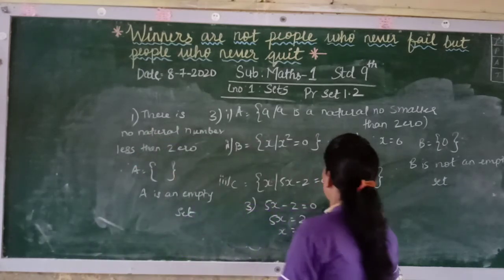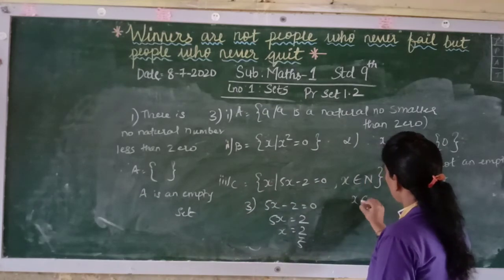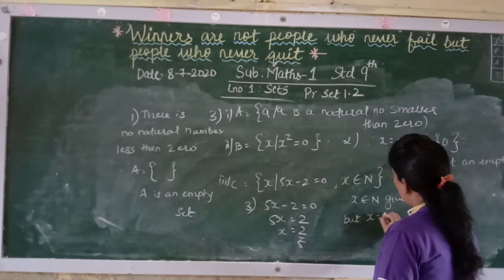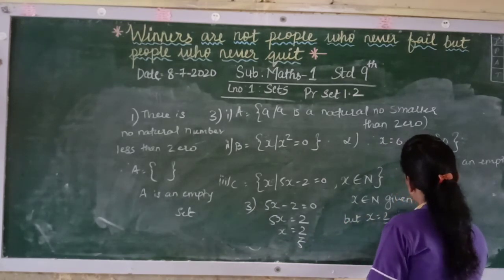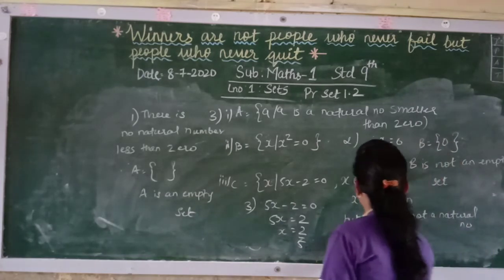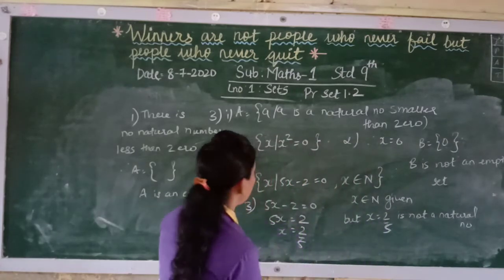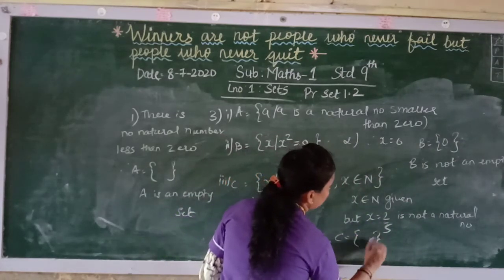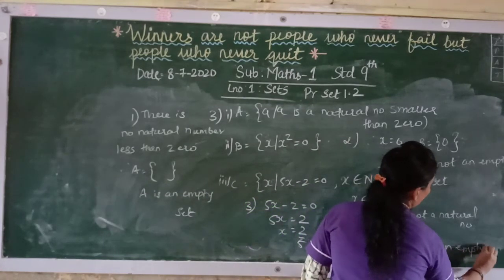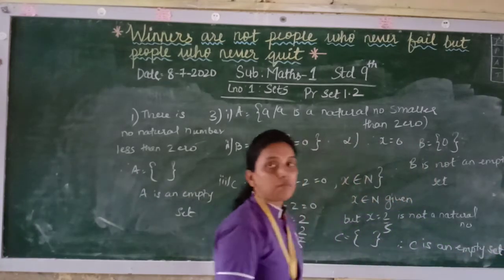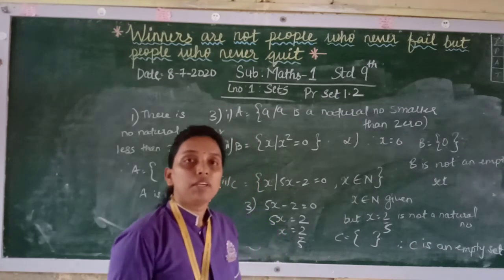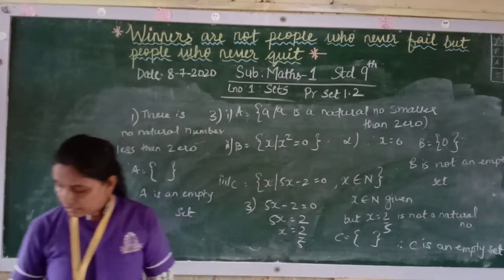So what you will write? Given but x is equal to 2 by 5 is not a natural number. So what you will get here, the third one for C, so it will be an empty set. Therefore C is an empty set. If nothing is there, that answer is not possible, then it is an empty set. Now we'll see the next.